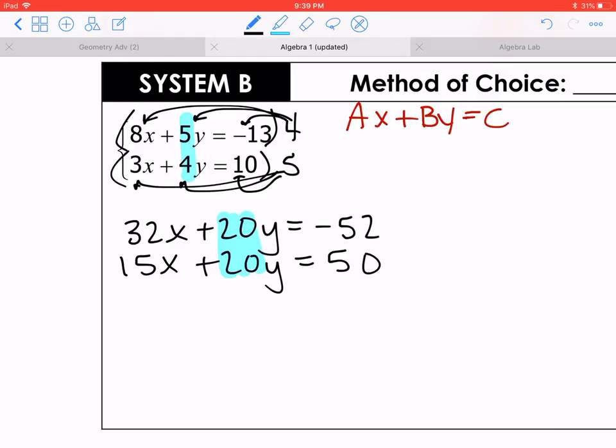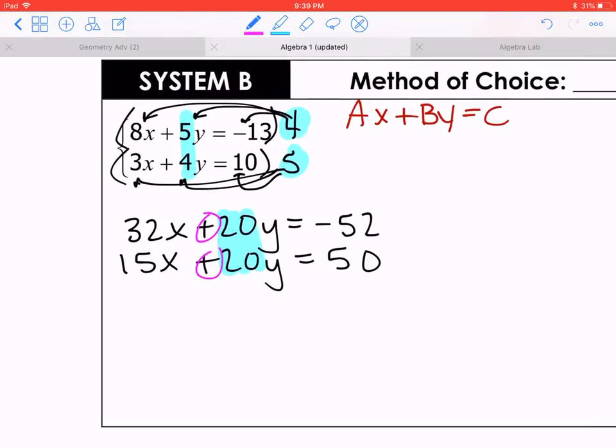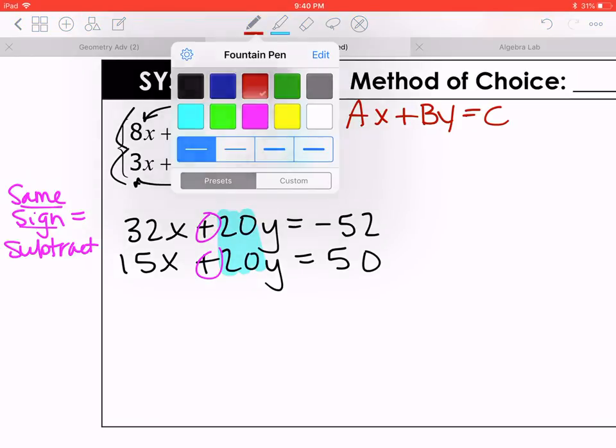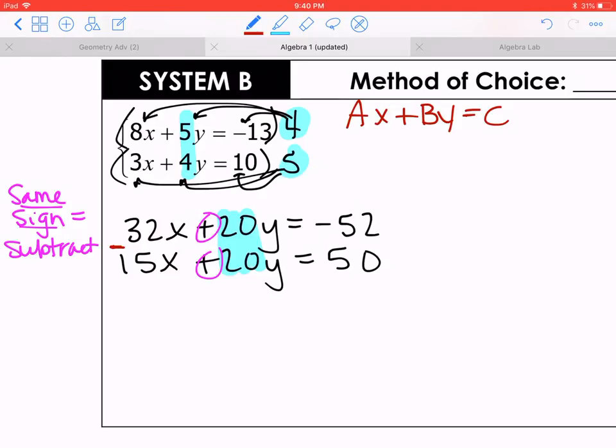So you can always choose the number from the other coefficient as what you're multiplying by, and that will always work out. Sometimes you can find smaller numbers, but that one will always work. And so then, notice they have the same sign. So same sign equals subtract. Okay? If your coefficients have the same sign, you subtract. So that means I'm going to subtract both equations.